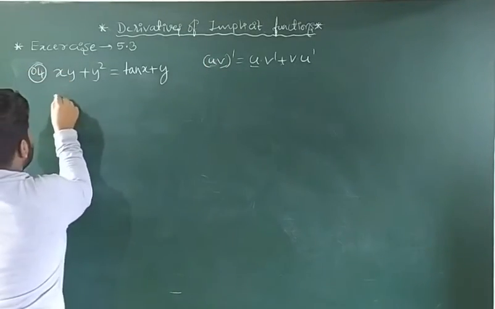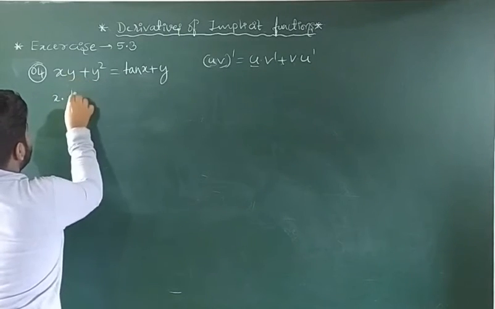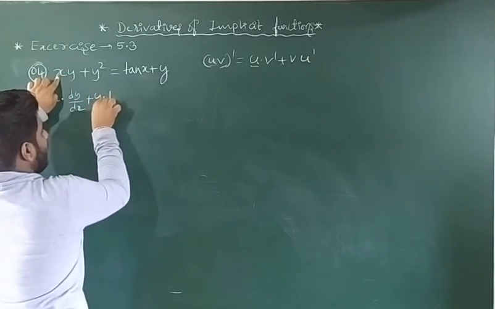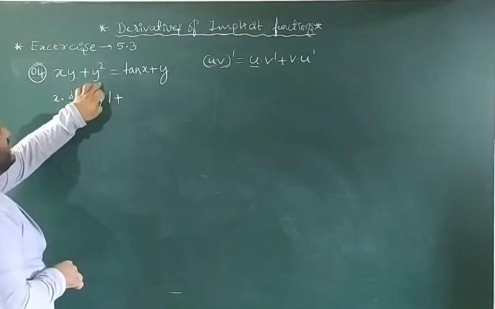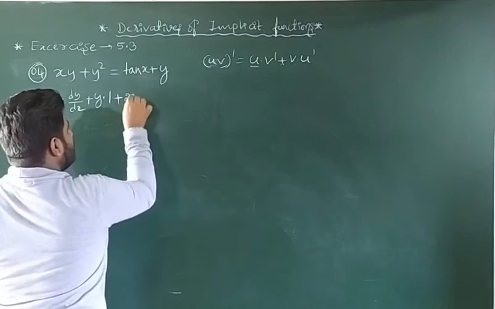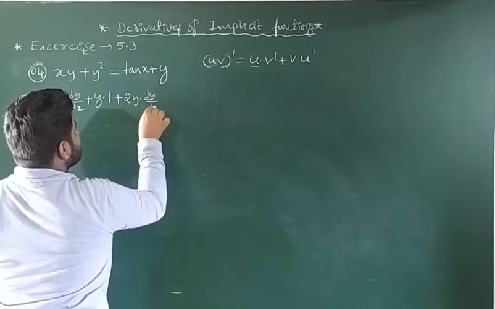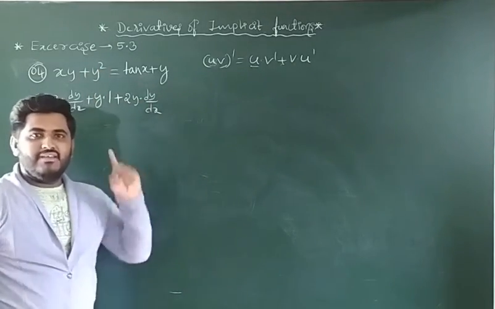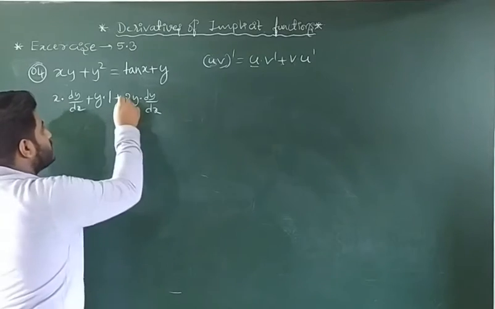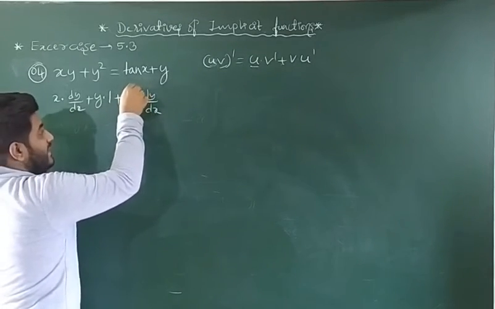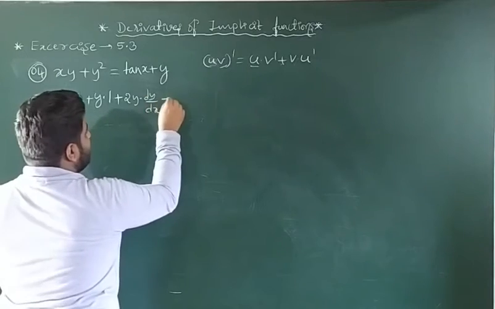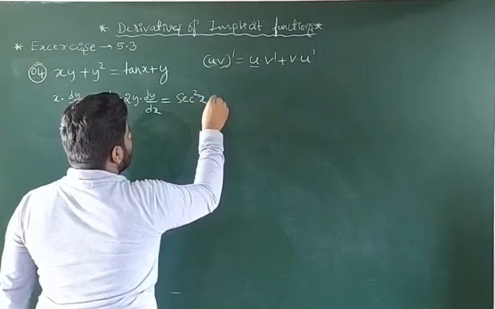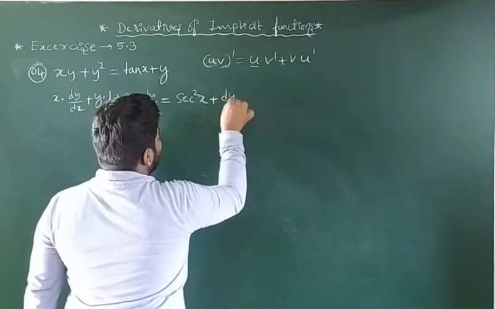First function is x as it is, differentiation of y is dy by dx, plus y as it is, differentiation of x is 1. Next, plus, differentiation of y square is nothing but 2y into dy by dx. This is because y raised to 2 follows the x raised to n formula, n into x raised to n minus 1. So 2 into y raised to 2 minus 1 means 1, into differentiation of y which is dy by dx. Next, equal to tan x differentiation is sec square x, plus tan y differentiation is sec square y into dy by dx.